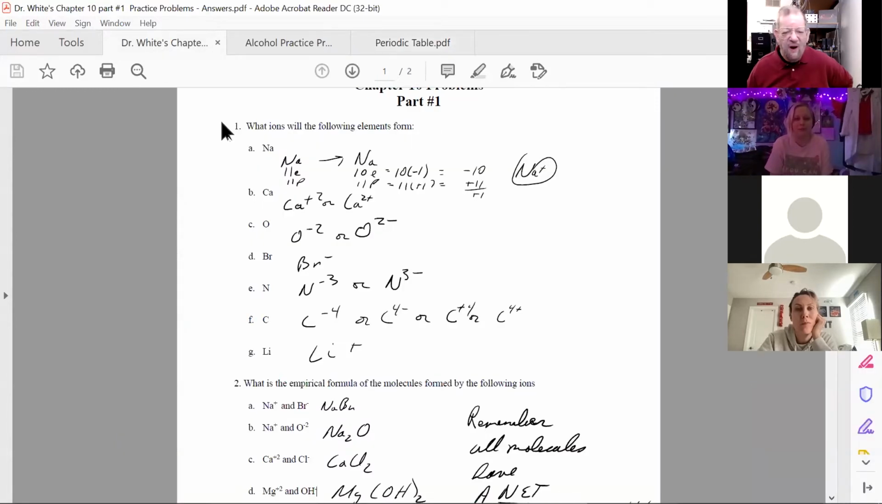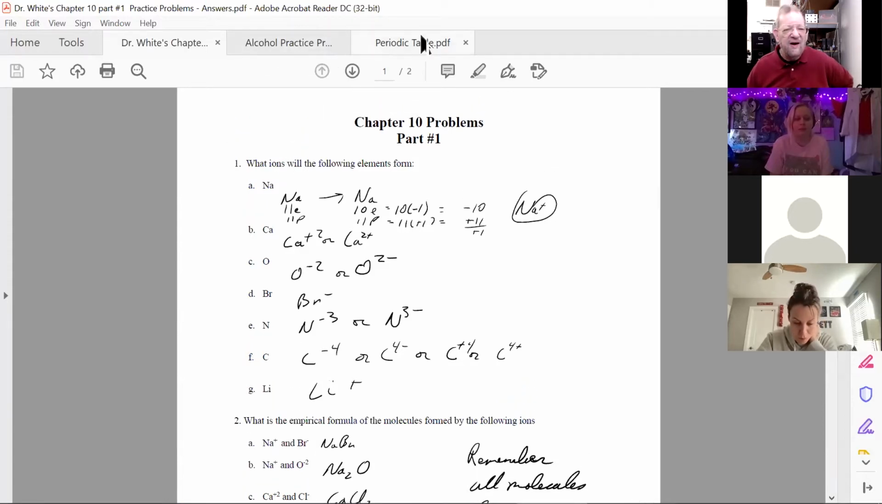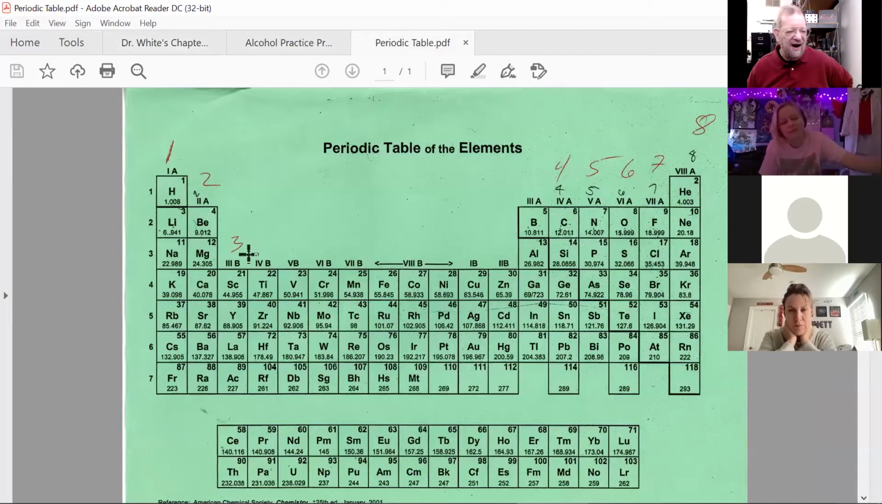And, oh, why don't you do calcium? Don't look at it. Oh, you looked, you peeked. All right, what ion will calcium form? And there's a periodic table.